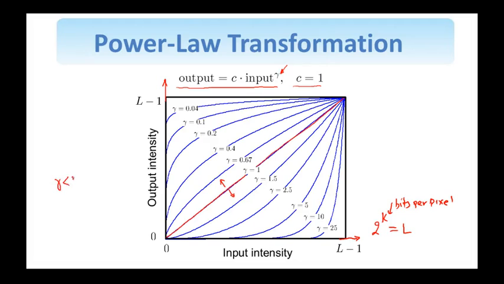For gamma less than 1, we have similar behavior to what we had, let's say, with the logarithmic function. That is, small intensity values of the input are expanded, while high intensity values are compressed in going from the input to the output image. The reverse takes place for gamma greater than 1.